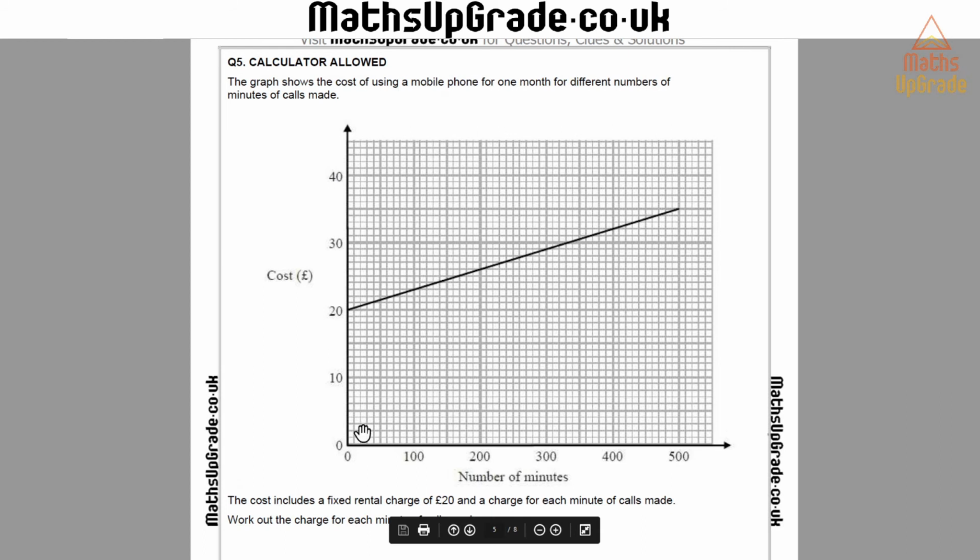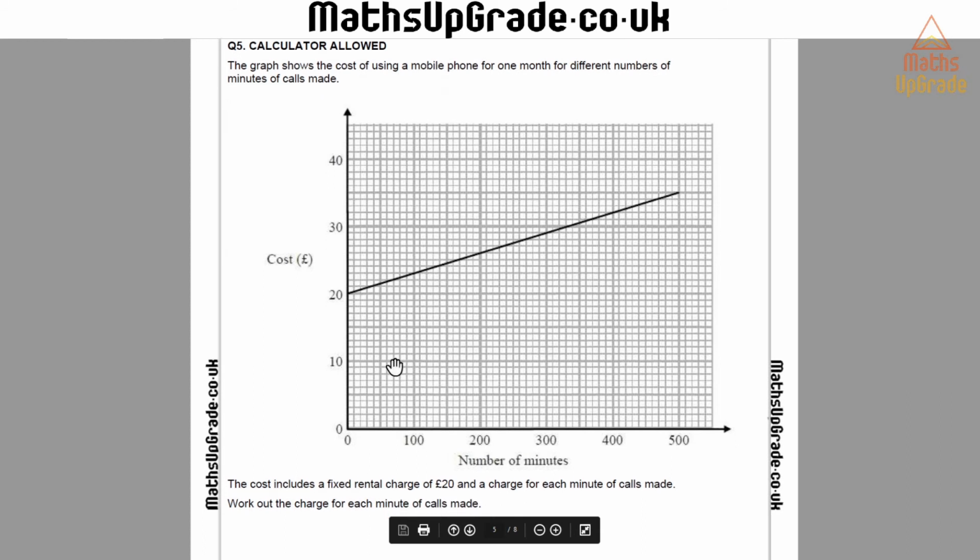The charge for each minute of calls made is essentially the gradient of this line. The intercept of this line is the standing charge. That is the cost without even making any calls. So it would have cost us £20 without even making any calls. So to find the charge for each minute of calls made, I just need to find the gradient of this line, since the gradient represents the cost per minute.